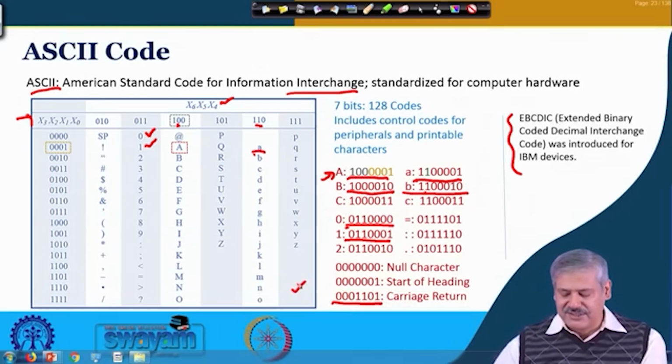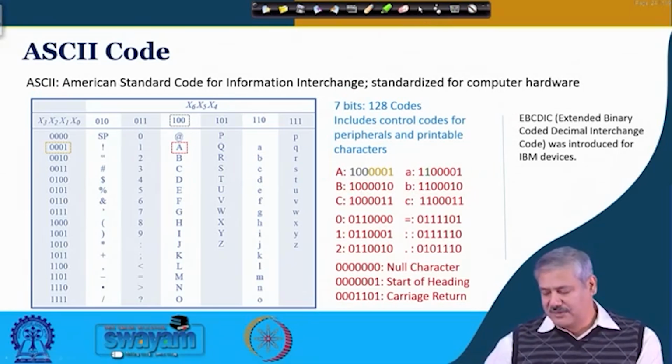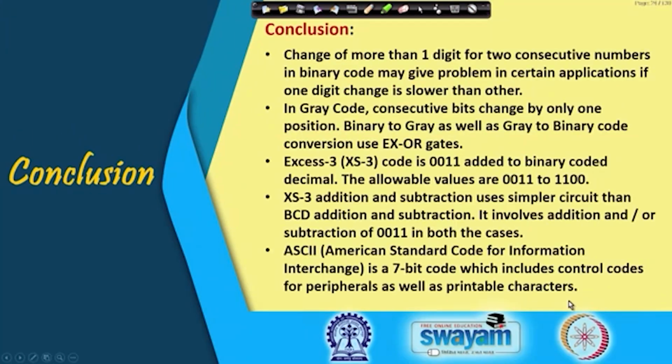This list is not exhaustive, right. All 128 options are not given. Mostly these are the printable characters that you can see. Okay. So, with this we come to the conclusion.